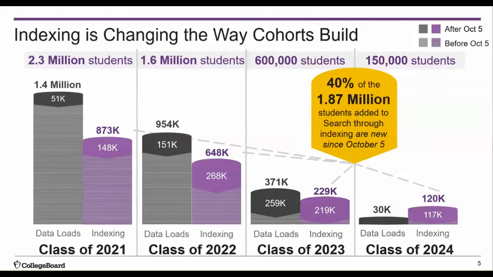So as you look at this slide, you can see cohort volume across the top. For each cohort, we've broken down the number of students who entered search via a data load and the number who entered via indexing. For example, in the class of 2021, of the 2.3 million students available, 1.4 million students entered the database via a data load and about 873,000 via indexing. Since October, however, only 51,000 entered via data load, while 148,000 entered via indexing. And the number of students entering search in the 2022, 2023, and 2024 cohorts from indexing are even more significant.